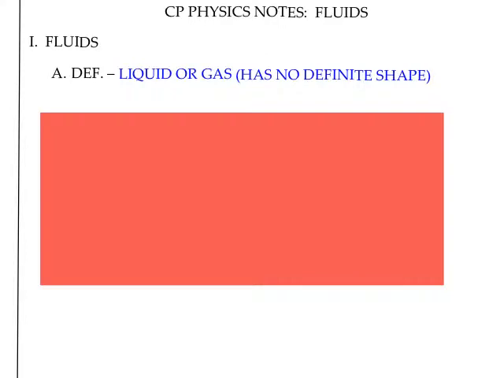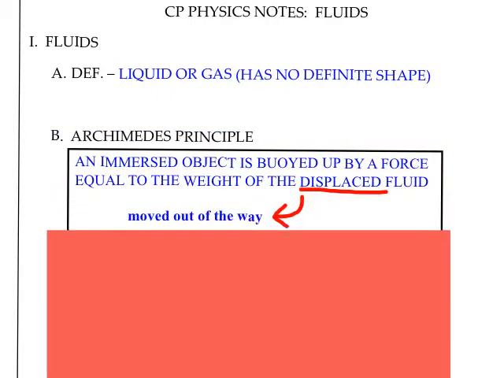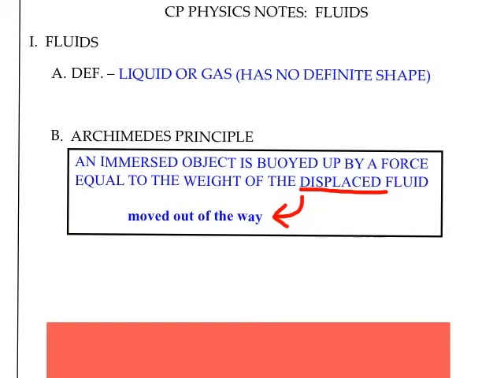Next, we're going to look at the first of three main principles in this chapter. It will be Archimedes' Principle. So the actual principle states, an immersed object is buoyed up by a force equal to the weight of the displaced fluid. Now on the next screen, I'm going to show you a picture and talk a little bit more about what each of these things mean.